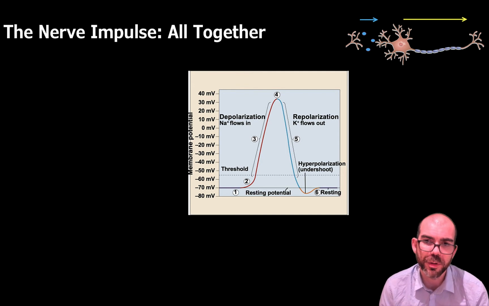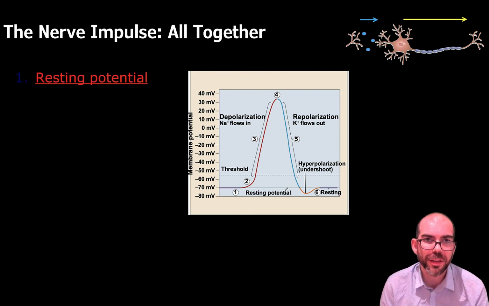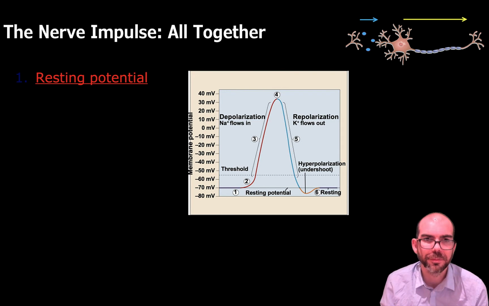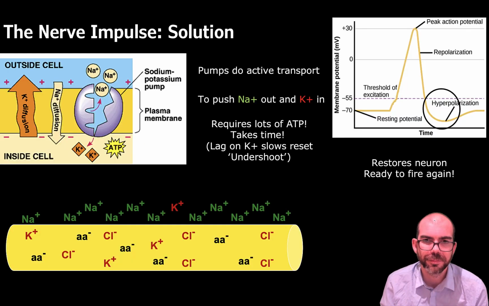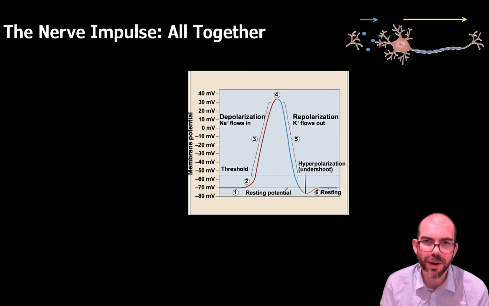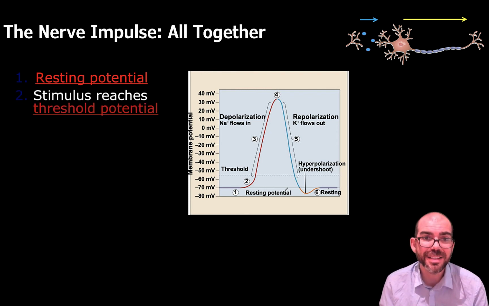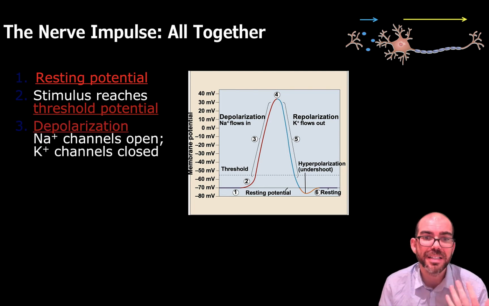So let's review this all. So let's review everything at once. We started at rest. At rest, we had negative 70 millivolts. We had more sodium on the outside, more potassium on the inside. Then something stimulated our neuron. We hit the threshold. Once the threshold was hit, that opened the first sodium gates, and we had depolarization.